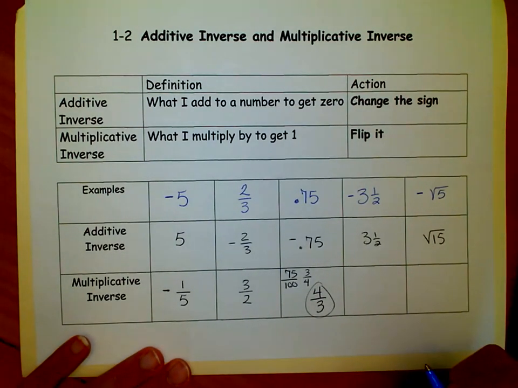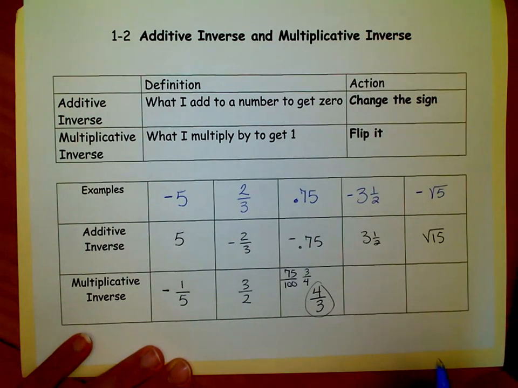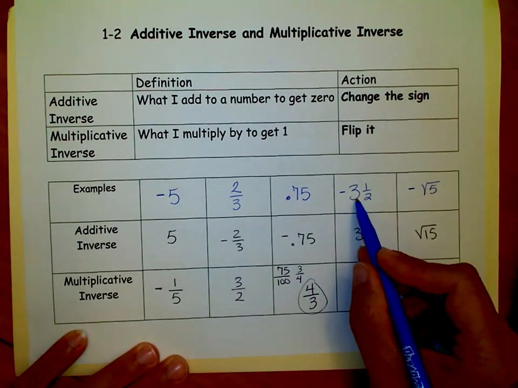They probably won't give you any repeating decimals, because that's a little bit more work to change a repeating decimal to a fraction. So hopefully they won't do that. That's a different lesson. Okay, so we're flipping it.